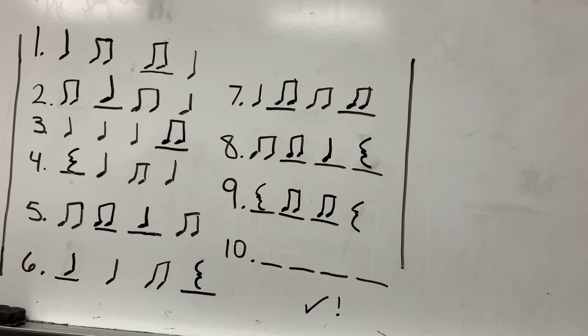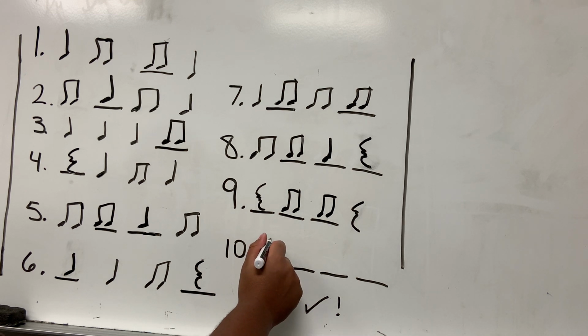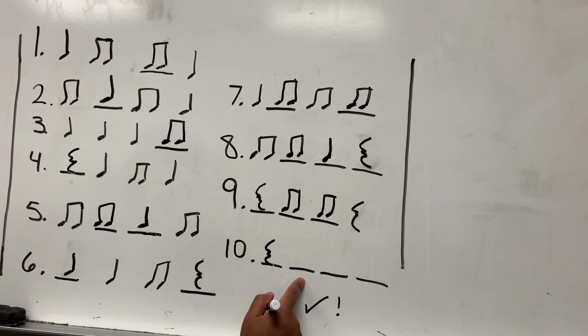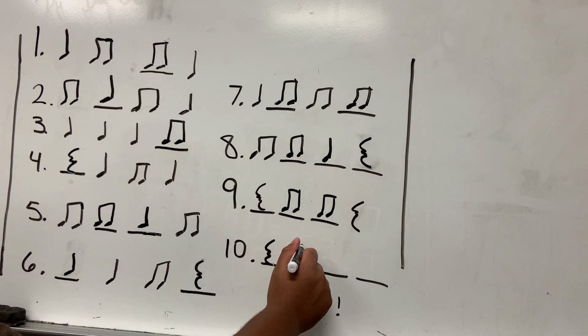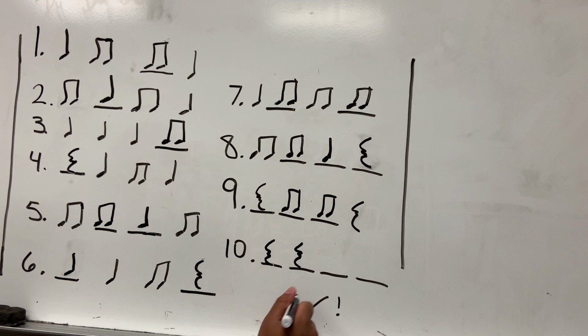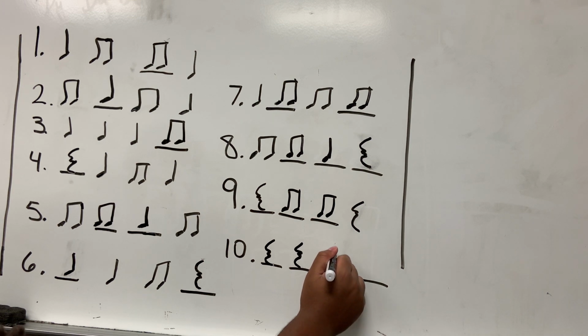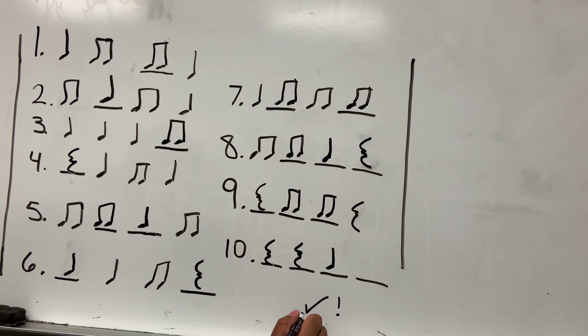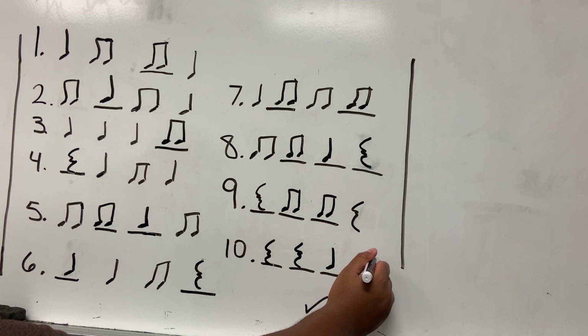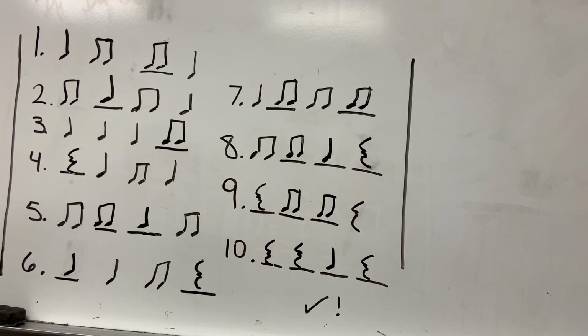All right, let's look at number ten. What's in beat one? If you said quarter rest, you're absolutely right. Beat two, if you said another quarter rest, that is good. You're right. Beat three, that's where I said a do, so you should have drawn a quarter note. And beat four, another quarter rest. All right, so if you got all of that right, excellent job.